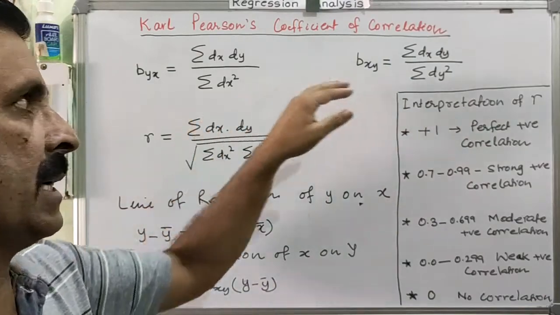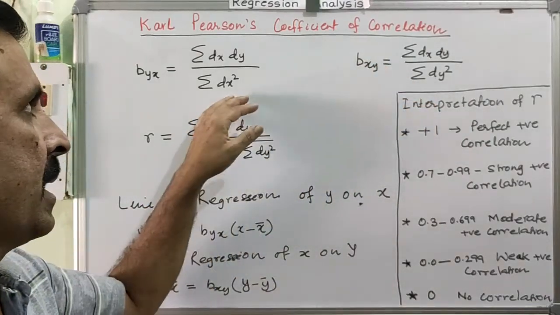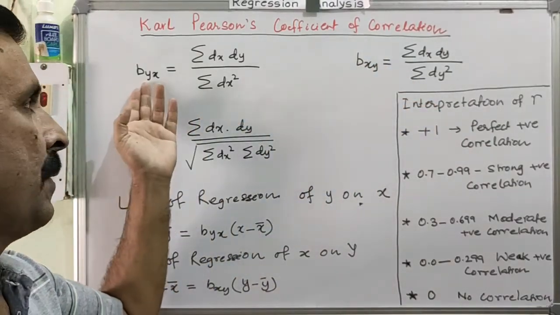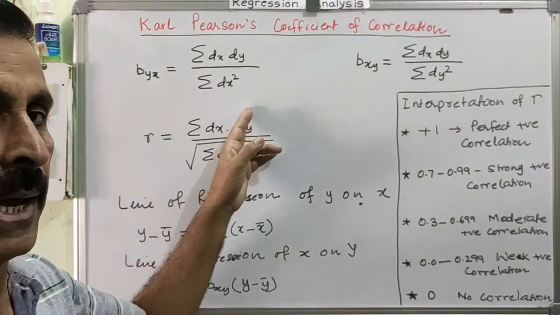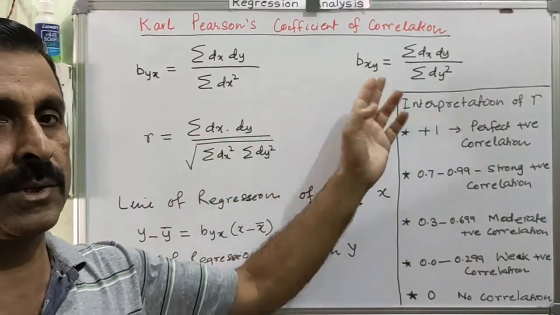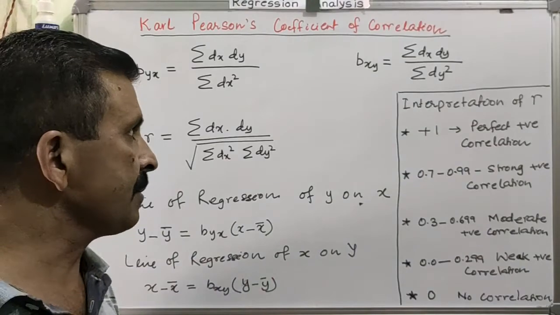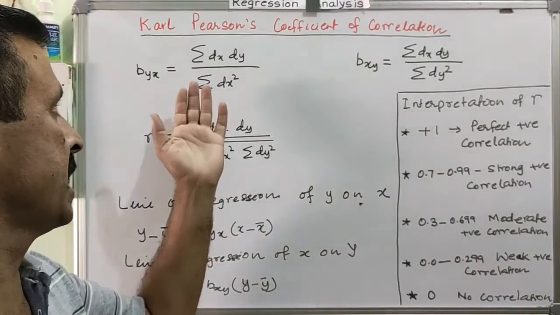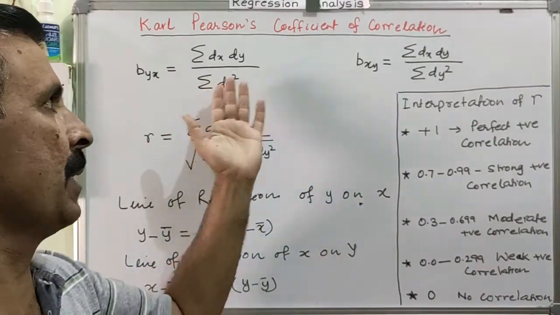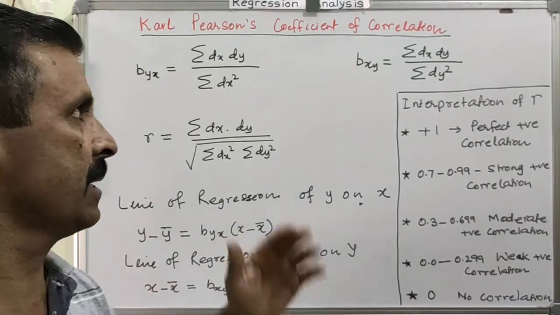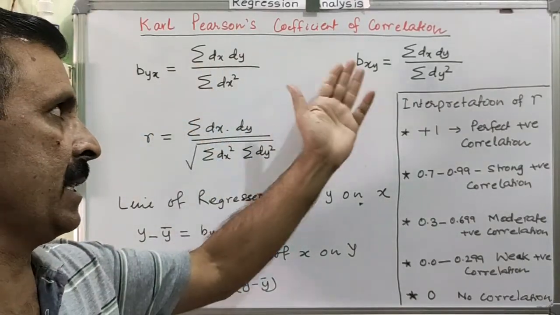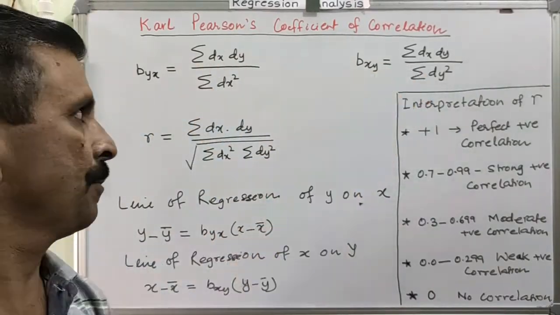Clear? The numerator part for both regression coefficients is the same. There is only a difference in the denominator. So, the denominator you have to remember. First is y, so the denominator will be x. Here first is x, so the denominator is y. Is this very clear? So this is the formula for calculating the regression coefficient. This is for y on x and this is for x on y.